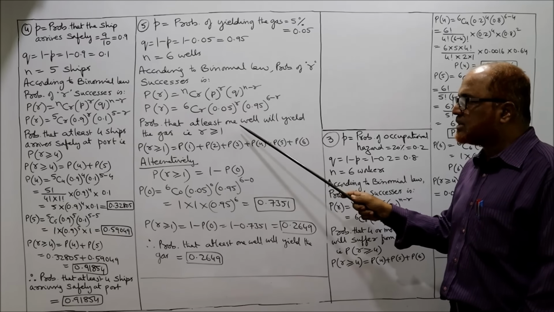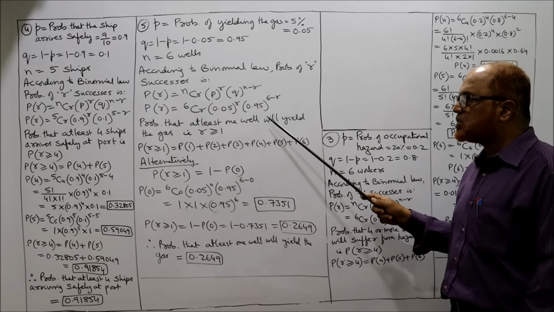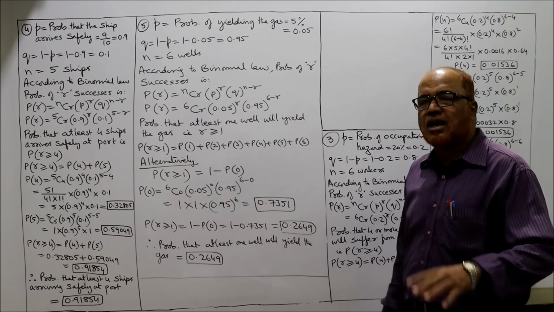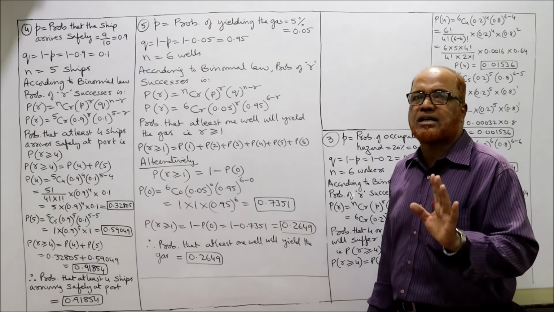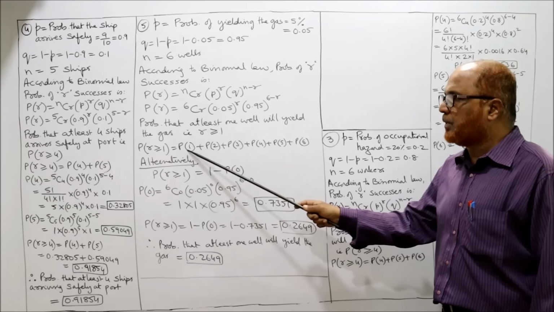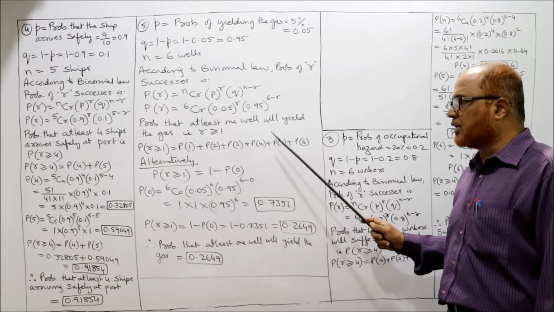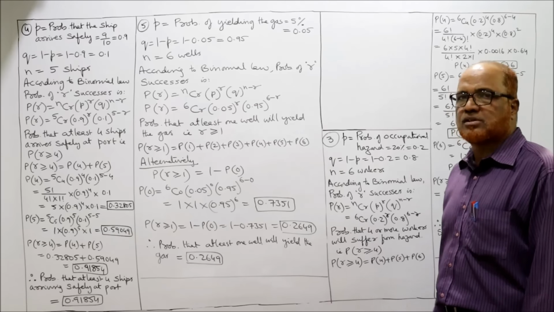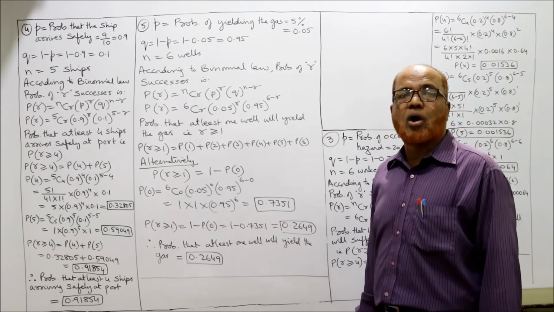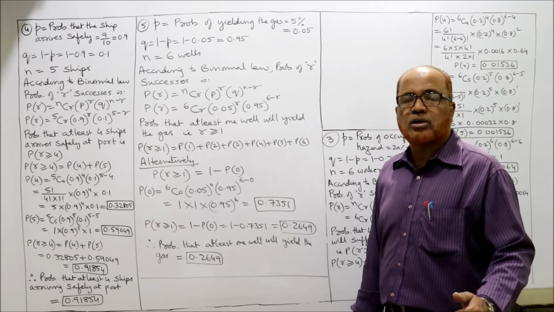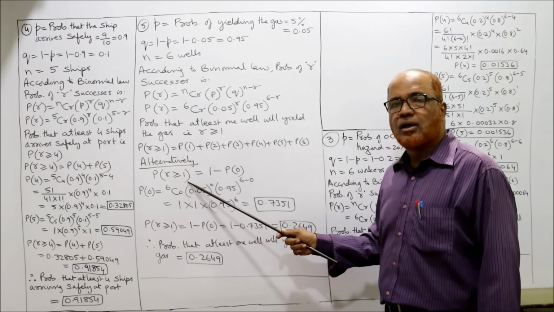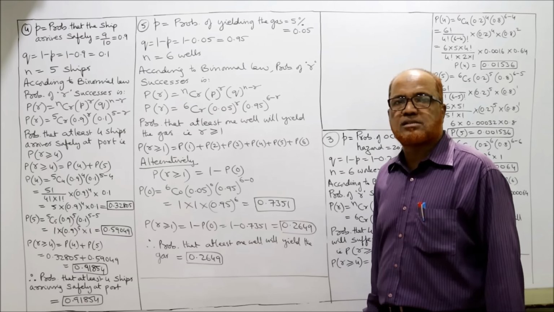Probability that at least one well will yield the gas, that is, out of 6 wells, at least one well yielding gas. So P of R greater than or equal to 1 is equal to P of 1 plus P of 2 plus P of 3 plus P of 4 plus P of 5 plus P of 6. Finding all these probabilities and adding them is the long method. There is also a shortcut method. Whenever we need P of R greater than or equal to 1, we can take 1 minus.